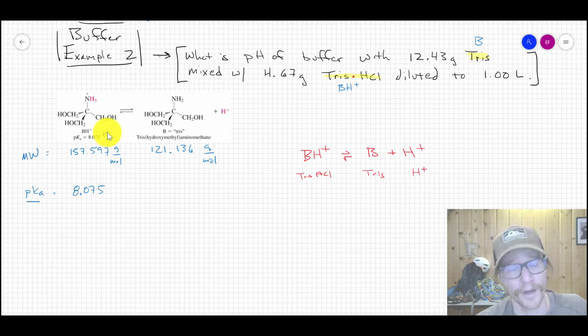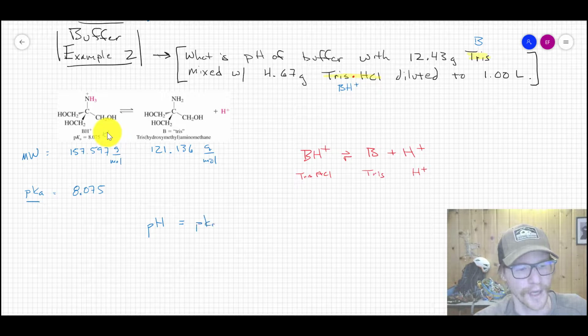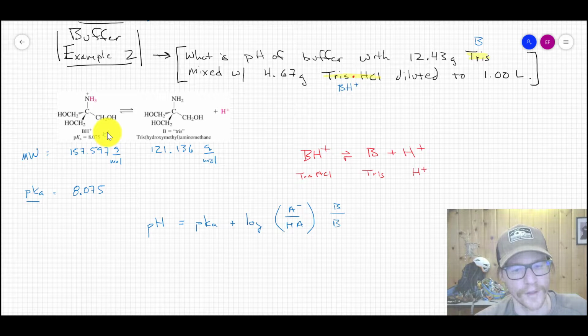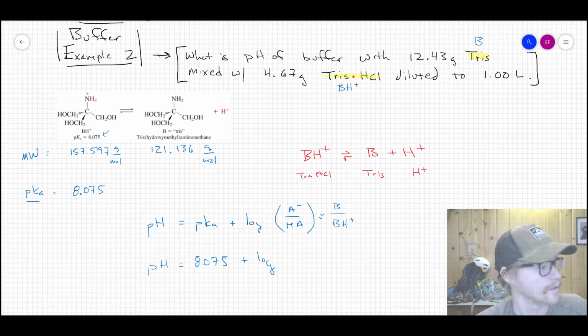So what we need to do, since we have a pKa given to us, is use the acid form of the Henderson-Hasselbalch equation, which is pH equal to pKa plus log base over acid, and in this case, that means B over BH plus. That's the equivalent there. So to compute the pH, we'll toss in our pKa plus log, and what we need to do is compute the moles and the molarity of each of them.